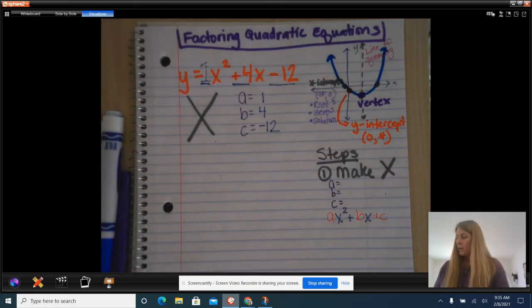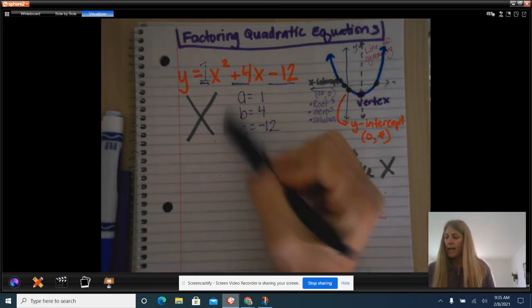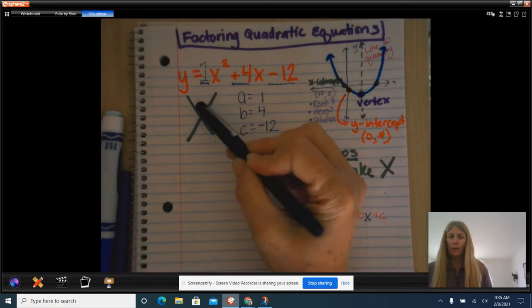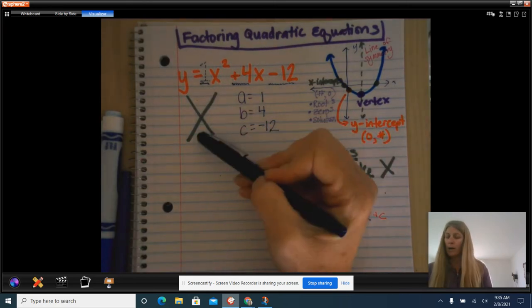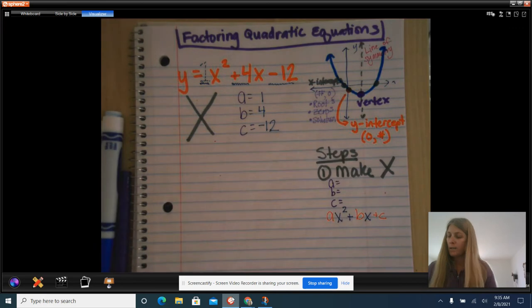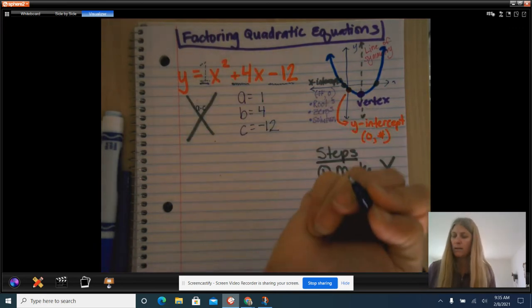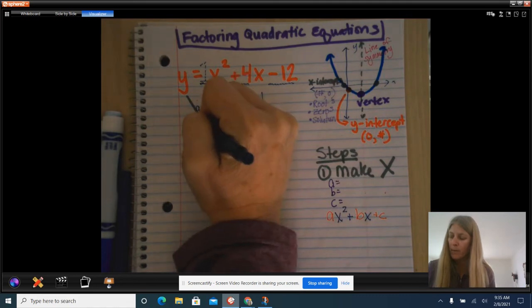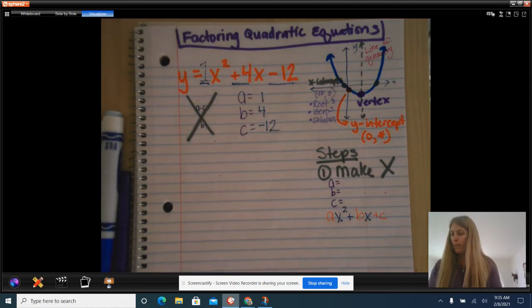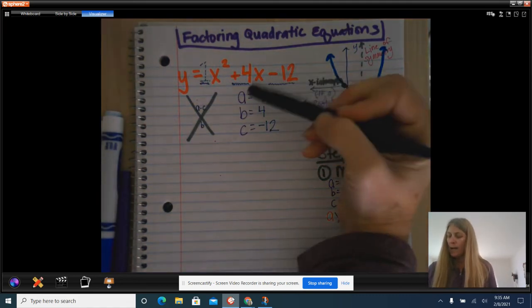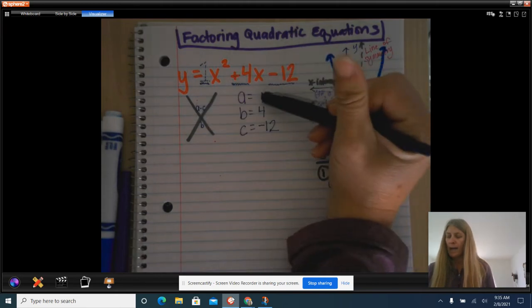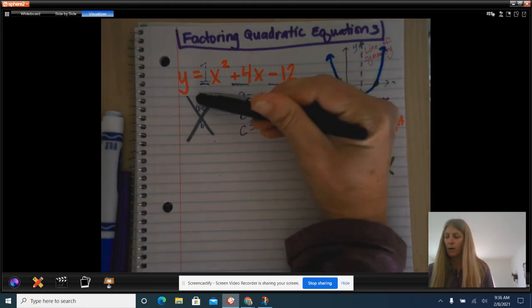Okay, so now what we're going to do is take these numbers and put them in our top and bottom spots. Our top is going to be a times c, and our bottom is going to be b. So I'm going to multiply a times c for that top number.